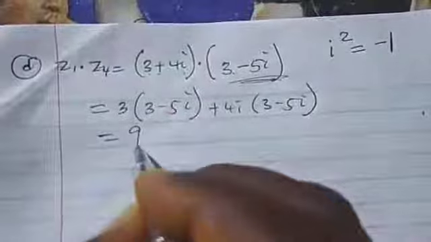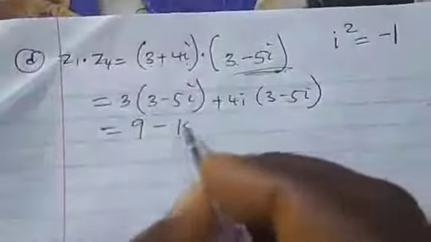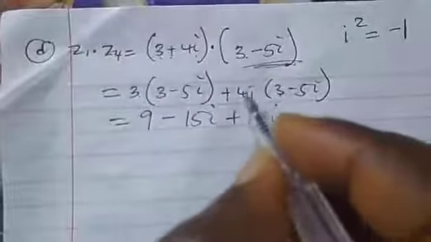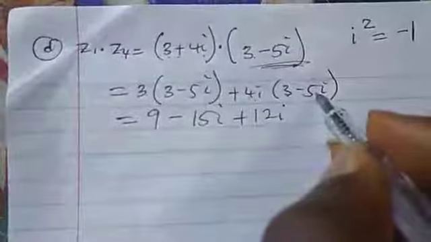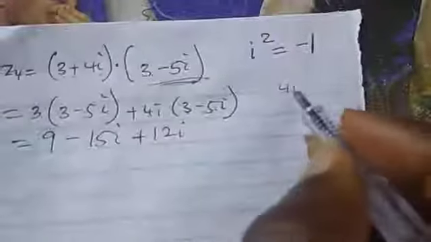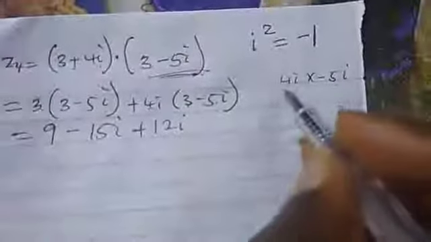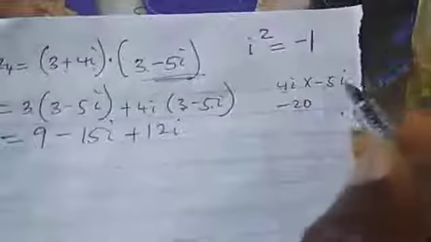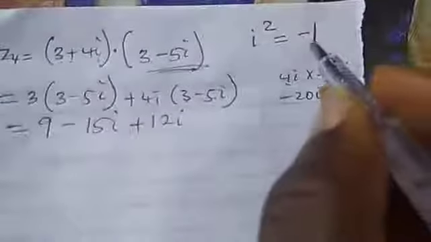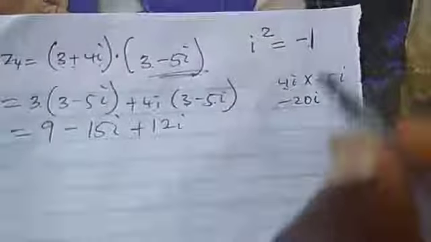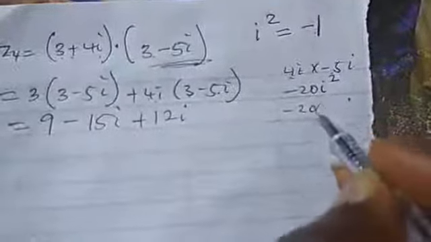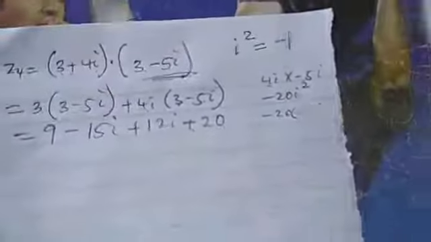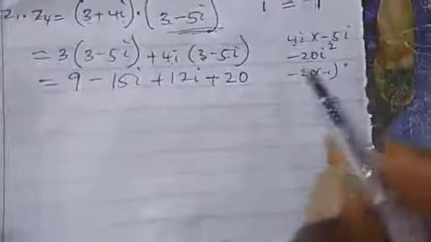So 3 times 3, 9, minus 3 times 5i, 15i, plus 4i times 3, that should be 12i. Now 4i times minus 5i. Let's take the number first. 4 times minus 5 is minus 20. Then i times i, that is i squared. But remember, i squared is minus 1. So what we should have there is minus 1, and this place will now become 20, because the minus will cancel this.